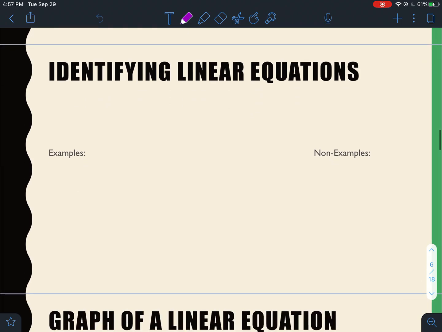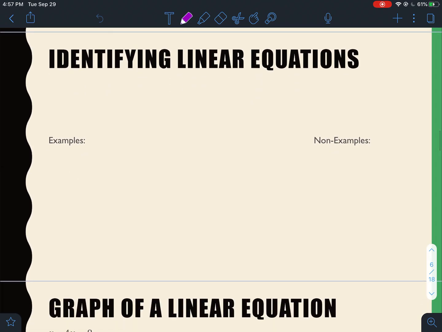So identifying linear equations. What do you guys notice about the word linear? Or what do you think the word linear is going to mean? It's going to mean that when you graph it, so when you graph the equation, it makes a line. So it makes a straight line. So a linear equation is any equation that you graph, it will make a straight line.